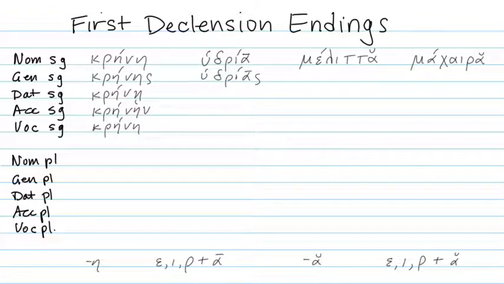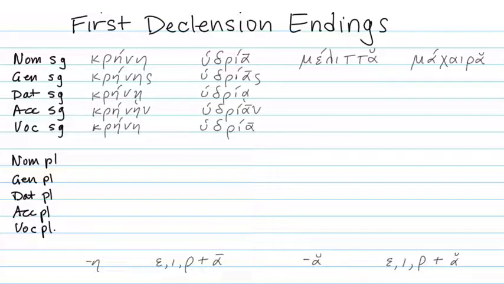So the nice thing about all of these variations is they only apply in the singular. So let's ignore the plural for a moment and look at the singular for the other three variations. So type 2, with our long alphas preceded by an epsilon, iota, or rho, we go from hudria to hudrias, and then in the dative is hudria, the accusative singular hudrion, and the vocative singular hudria.